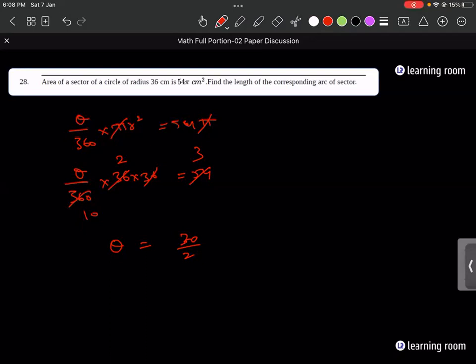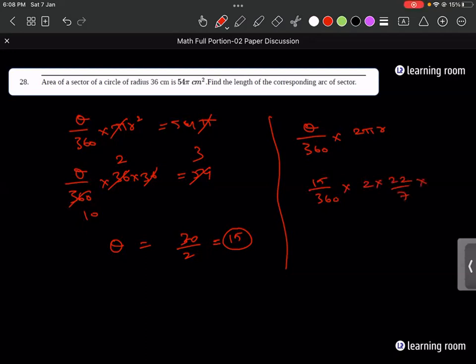Correct? Yes, sir. So 30 by 2 is 15 degree. So find the length of the corresponding arc. So theta by 360 into 2 pi r. So theta is 15 divided by 360 into 2 into pi is 22 by 7 into r is 36. So this goes 10 times. 3, 2, 2 and 2 are gone. So 3 into 22 is 66. 66 divided by 7 should be the answer.